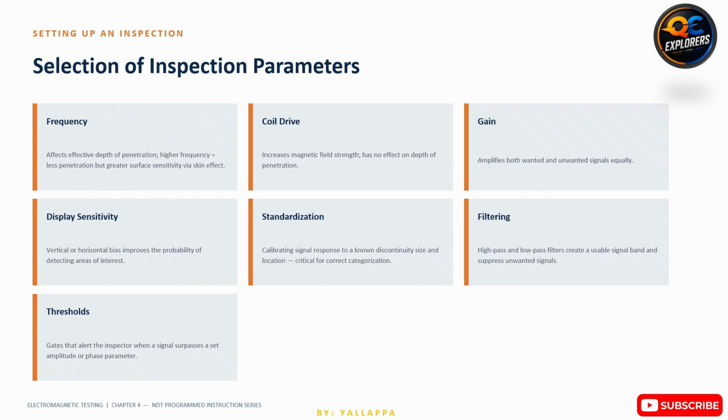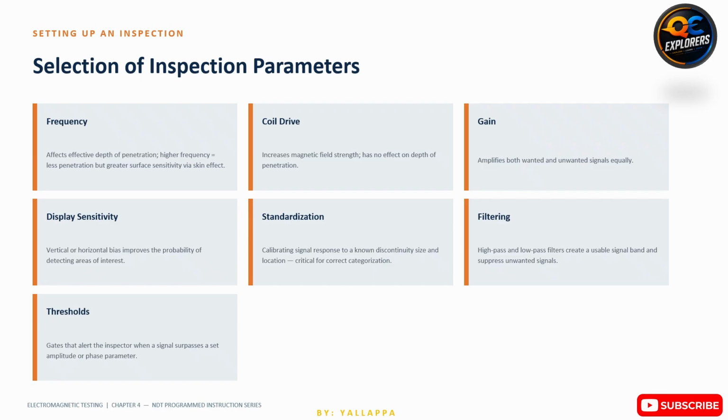Professional inspectors adjust one parameter at a time and observe its effect before making additional changes. This systematic approach prevents confusion and improves repeatability. Proper parameter selection is one of the defining characteristics of a skilled eddy current inspector and directly influences inspection accuracy.